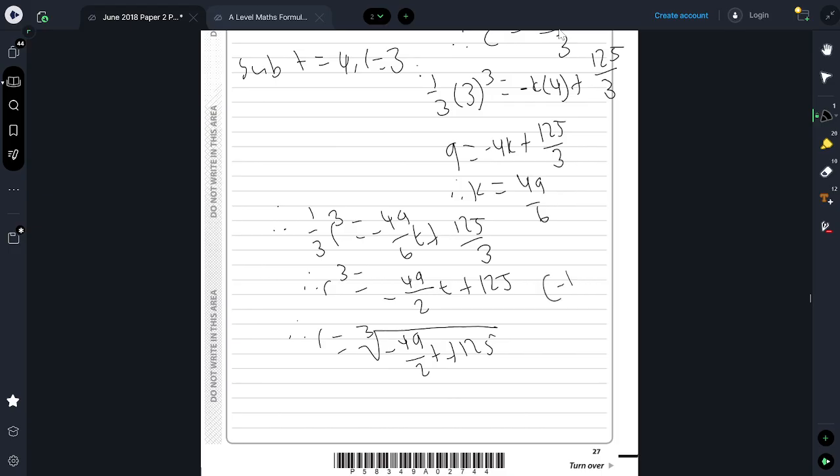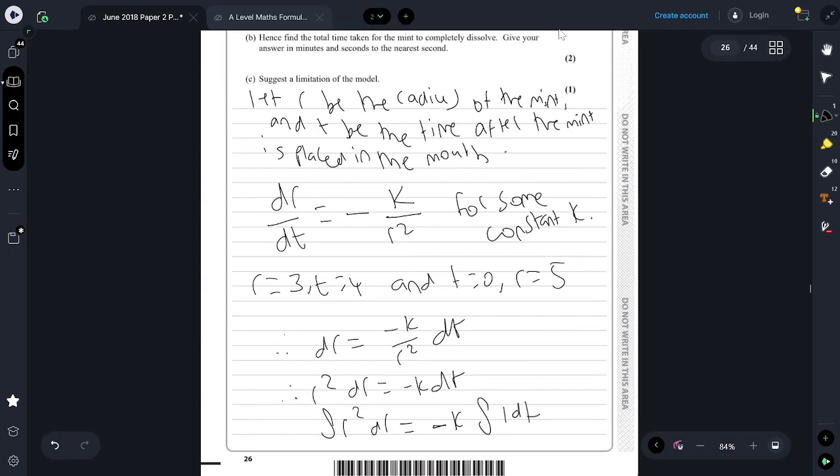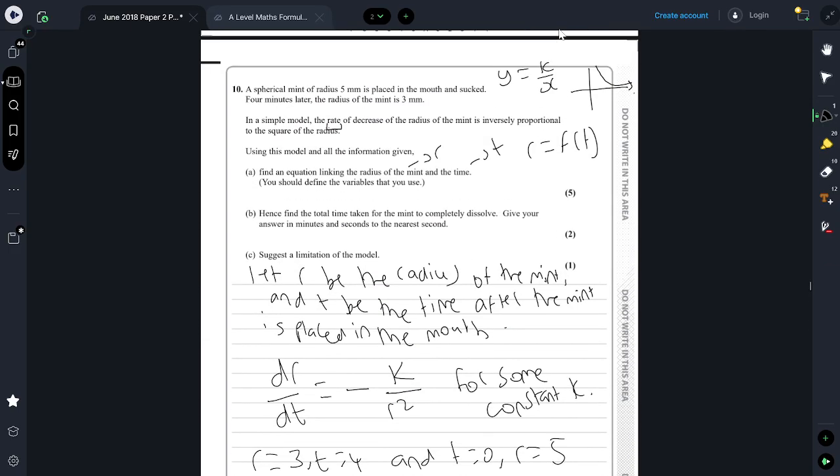For example, -1 cubed is -1, but 1 cubed is 1. There's no plus or minuses, okay? But -1 squared would be 1, so that would be tricky. But there's only one definite value for r here, so we can cube root, and so that is our answer here for part A. An equation for r linking t, and that is it. Okay.